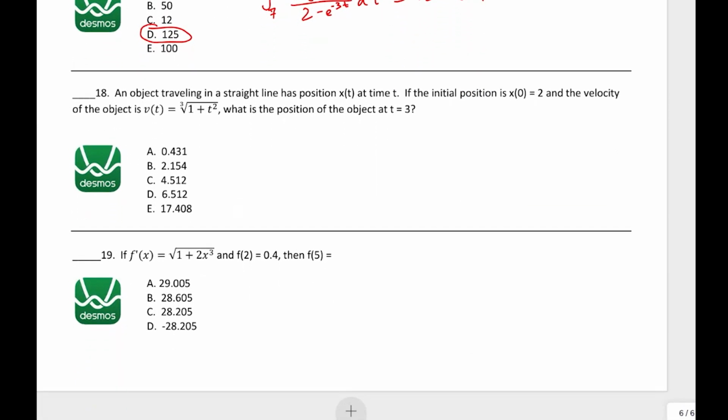Number 18, an object traveling in a straight line has position x at time t. If the initial position is x of 0 equals 2 and the velocity of the object is given as v, what's the position at time 3? So we've got another fundamental theorem problem, an integral from 0 to 3 of v of t dt is going to equal the position at time 3 minus the position at time 0. So this is the net change.